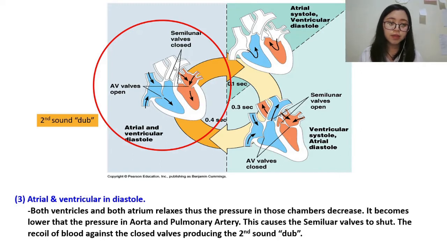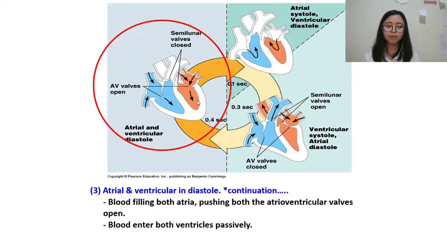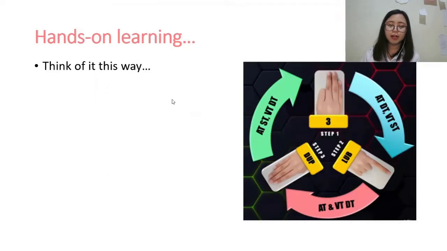Okay, bila dia relax, sini punya pressure tinggi, sini punya pressure rendah, darah mau masuk balik jantung, injap tertutup, darah terlanggar injap, terhasillah bunyi dub. Right now, the pressure in both atria is low and thus drawing blood from the vena cava and the pulmonary vein into the right and left atrium respectively. Sekarang, sini punya pressure low, so darah akan masuk secara otomatis, secara pasif. As the blood fills both atria, it will push both the atrioventricular valves open and blood will enter both ventricles passively. Dalam erti kata lain, dalam poin 4 saat ini, jantung sedang dipenuhi dengan darah.